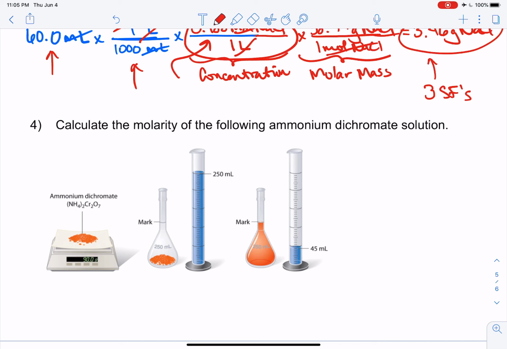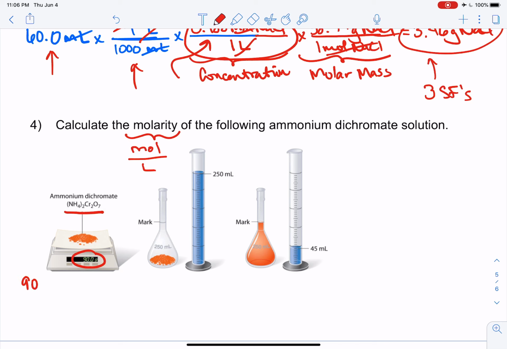All right, so number 4 says calculate the molarity of the following ammonium dichromate solution. So ammonium dichromate has this big old formula right there. Okay. So looking at this, it tells us that we have 90 grams of ammonium dichromate. So let's go ahead and turn that into moles because remember, molarity is moles over liters. So we need the mole component.